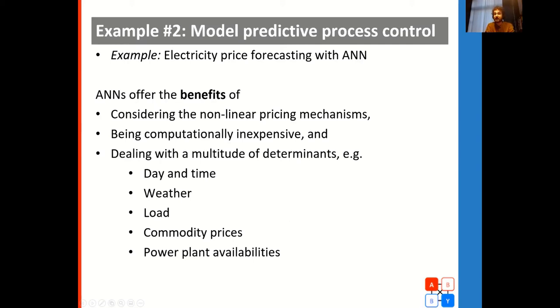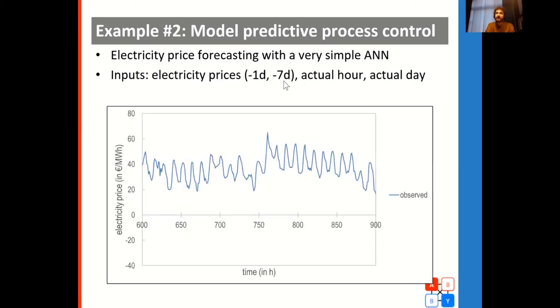To show you how this works and that it works, I prepared two small examples for you. The first one is a very simple artificial neural network where we have only a very few inputs. The inputs are basically just electricity prices of yesterday and one week ago. We know the hour and we know the actual date. So basically the network just knows about the autoregressive part of electricity prices in the past. And I would just call them textbook electricity prices.